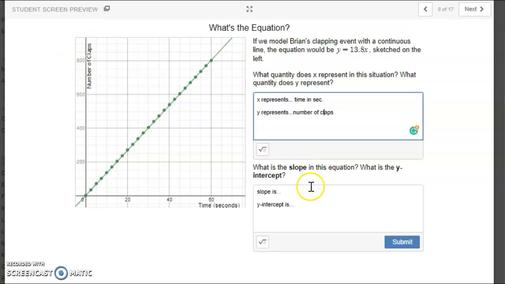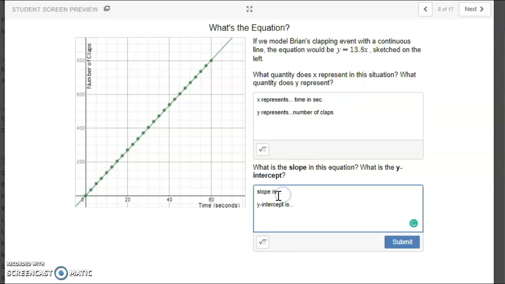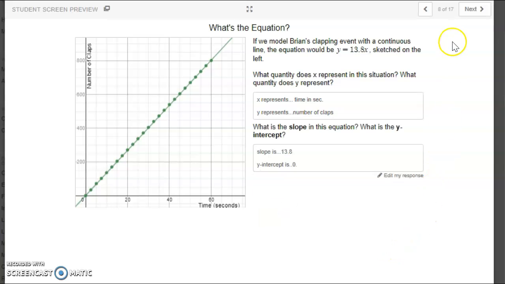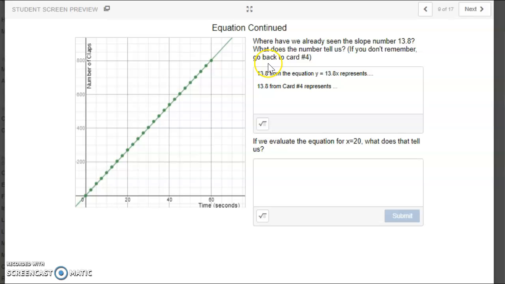So what is the slope in this equation? Remember, slope is always the number right in front of x, the number being multiplied to x. That number is not being added to x, it's being multiplied. So it's 13.8 times x. The slope is 13.8, and it does not have the x attached to it. It is the number in front of it. The y-intercept, we have no y-intercept. That's why it's a plus 0. So 0 is the y-intercept. Then you submit. Okay, and then number 9.